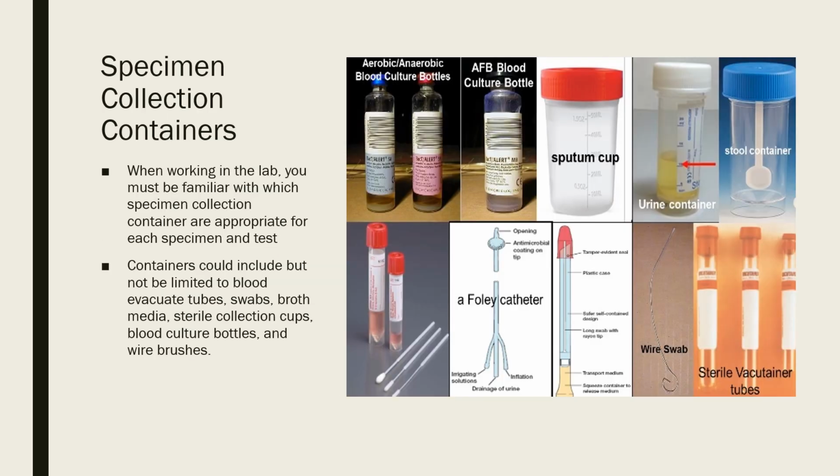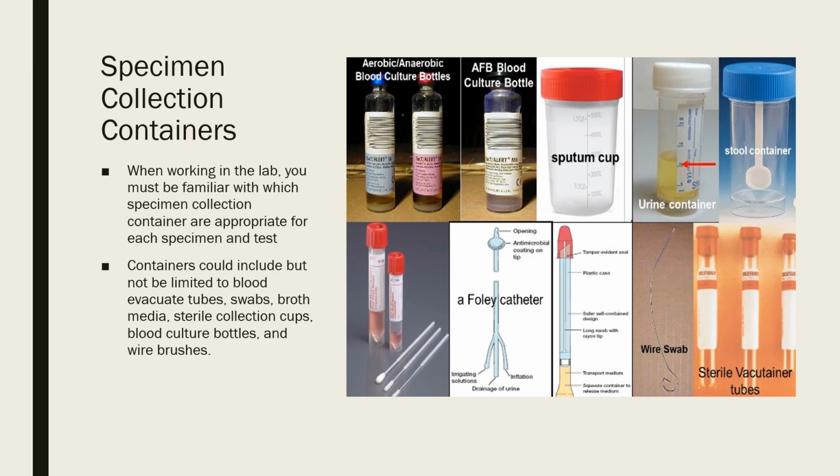What the specimen is collected in is very important. So you have to look at your specimen collection containers. When you're working in the lab, you've got to be familiar with the different variety of specimen collection containers that are out there and available to you. Of course, we know test tubes. There are a variety of test tubes, but there are also other specimens that you'll get into the lab, and you've got to be aware of the containers they're collected in and if it's the appropriate container.